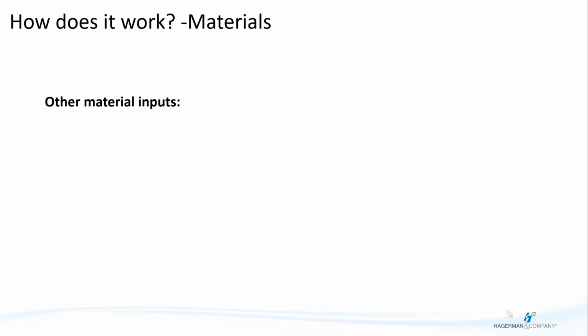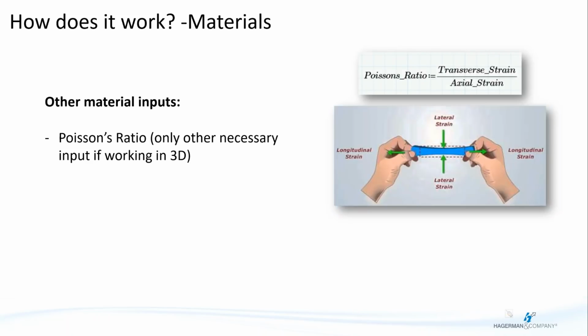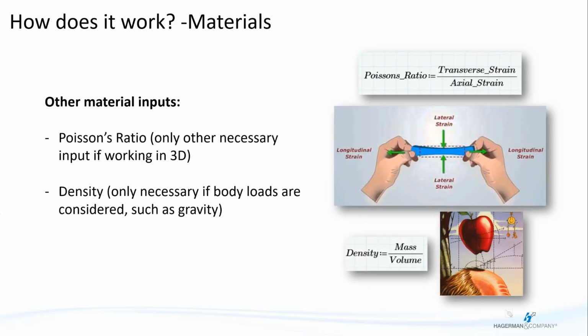If you're working in 3D, and you probably are, you'll also need Poisson's ratio. This just describes, for instance, how much my material sample shrinks laterally as I stretch it axially. These two properties then, elastic modulus and Poisson's ratio, are the only required properties to solve basic stress analysis in 3D. You may need density if you want to consider body loads like gravity. So the material library contained in Nastran In-CAD already contains this basic information.